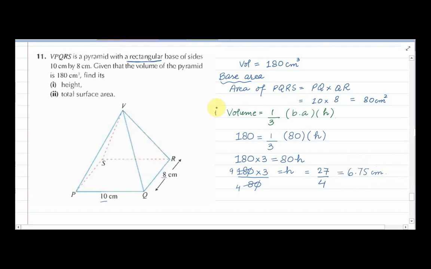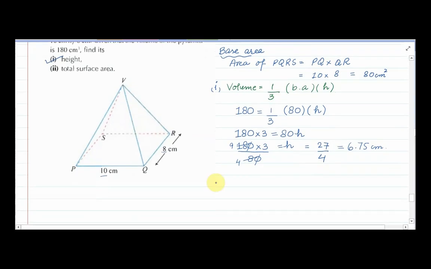So that is your first part, in which you need to find the height of the pyramid. Now in the next part, where it says find the total surface area. Before finding the total surface area, you need to plot the net of the pyramid. And what does it mean? How a pyramid looks if you open it.